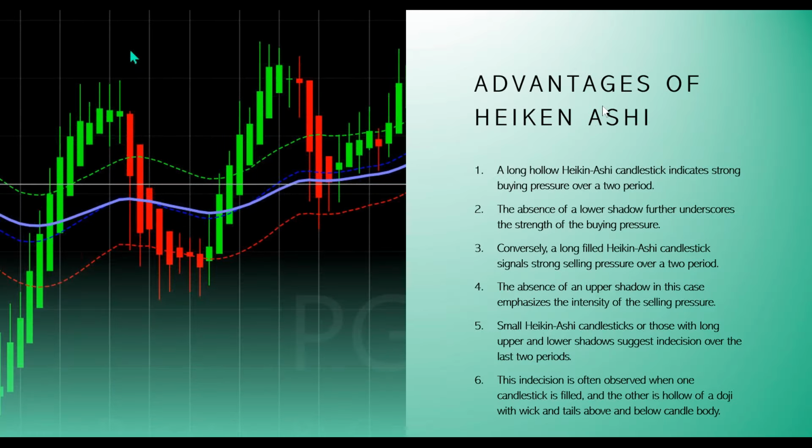Okay, again, the advantages of the Heiken-Ashi candle. We can see strong buying pressure with these big long candles with flat bottoms and flat tops. I've got my bullish candles always hollow, and my bearish candles always filled. Small Heiken-Ashi candles, those with long upper and lower shadows, suggest indecision over the last 2 periods.